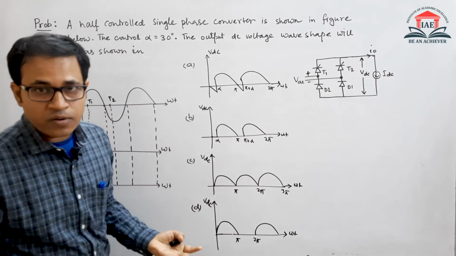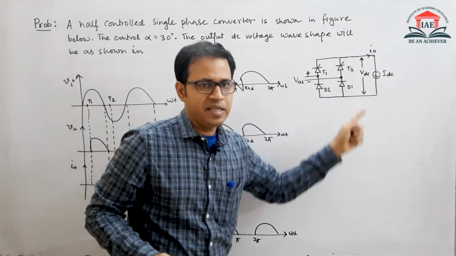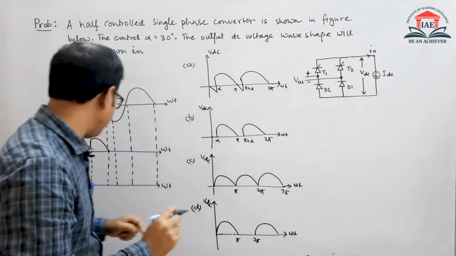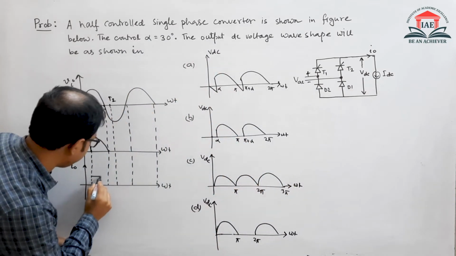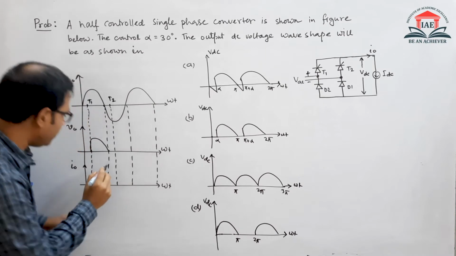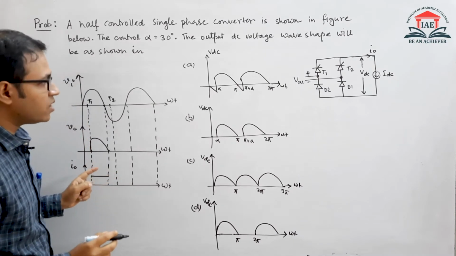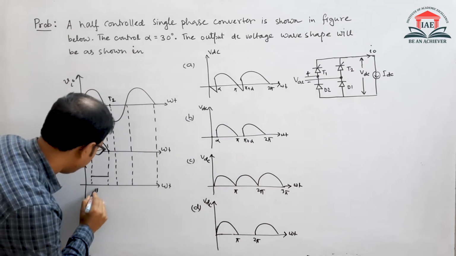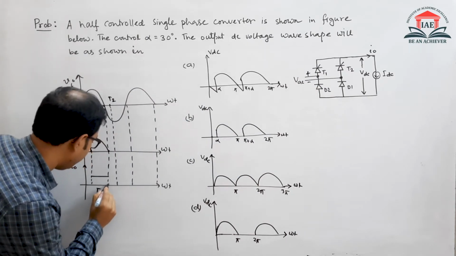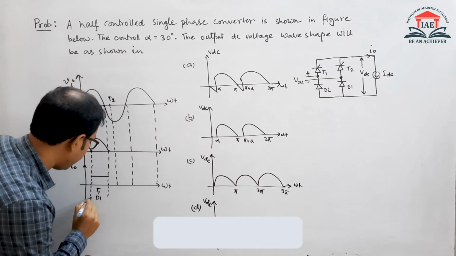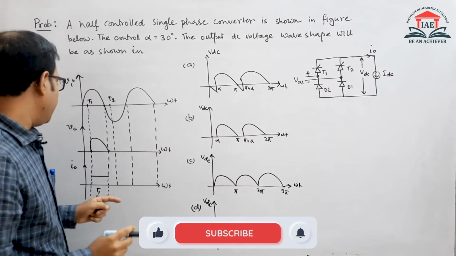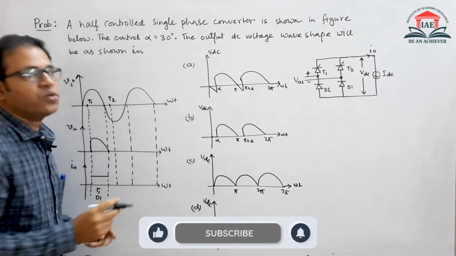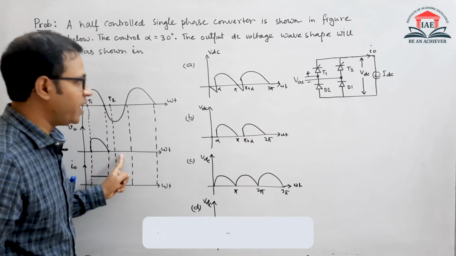Now what is the current waveform? They have given us IDC, so it is constant, we will assume. So a constant current is flowing. And here, who is responsible for the conduction? T1 and D1. So let us give a name to it, T1 and D1 in this segment, alpha to pi, right? Now from this point to this point, what will happen? From pi to pi plus alpha.